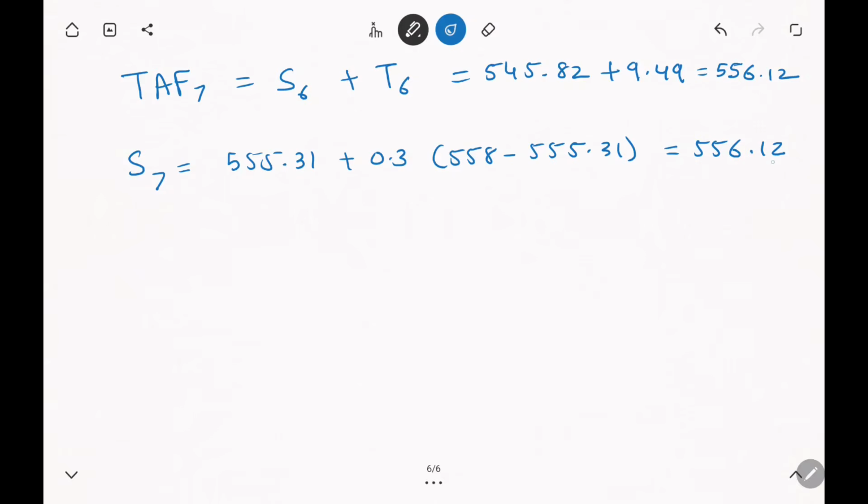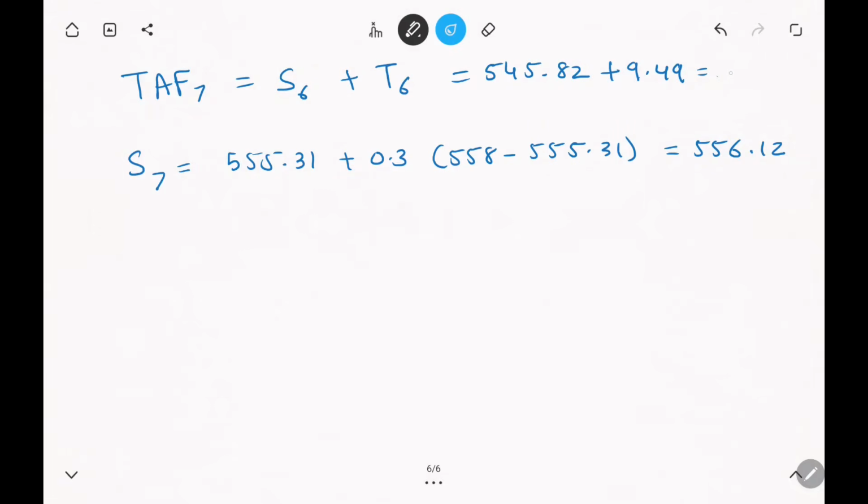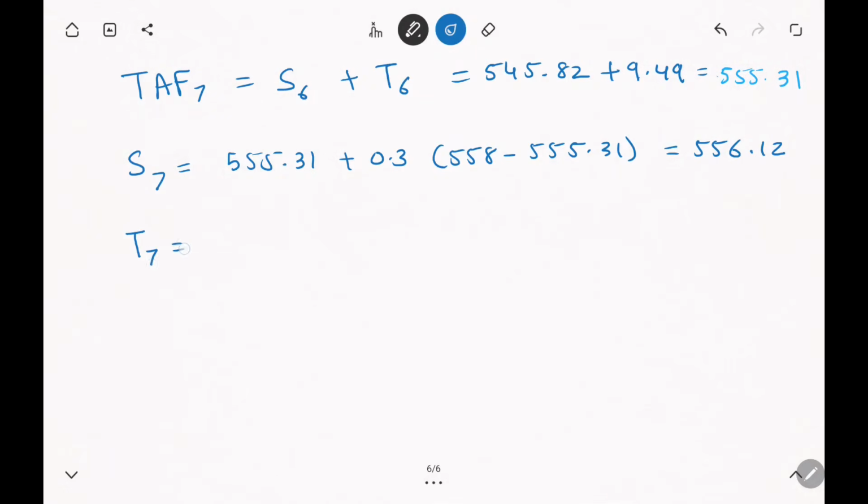And the prediction in trend, now the change in trend, basically the update in trend, will be the trend that we had estimated in the previous iteration, that is T6, which was 9.49. What did we observe instead? 555.31 minus 547.46. This is the observed, minus 9.49. This difference has to be multiplied by the smoothing constant of 0.2, which we add to 9.49.